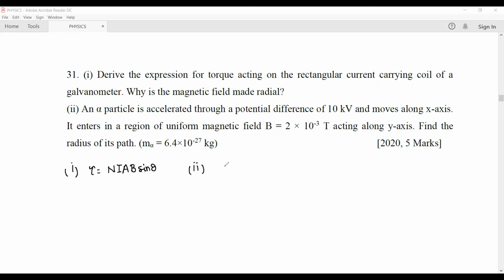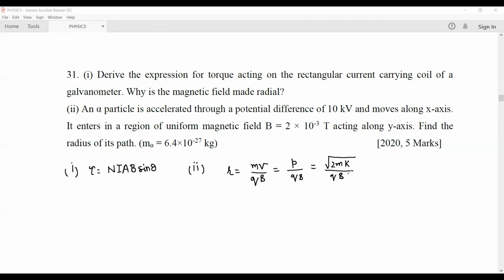The second part is: an alpha particle is accelerated through a potential difference of 10 kilovolt and moves along the x-axis. It enters a region of magnetic field given as 2 into 10 raised to the power minus 3 Tesla, acting along the y-axis. Find the radius of the path. We know that the radius described by a charged particle in a perpendicular magnetic field is given by mv upon qB. But here we have to bring it in terms of potential difference. We know that m into v is the momentum, and the momentum is related to the kinetic energy by under root 2m into kinetic energy.